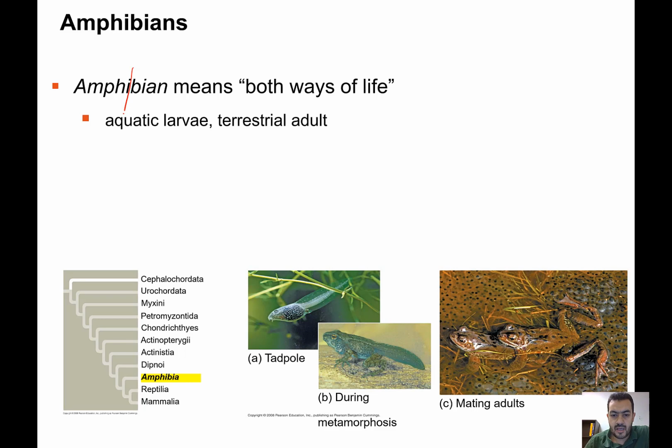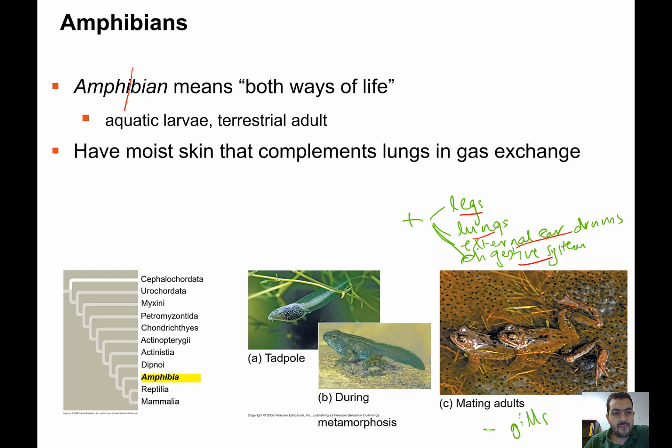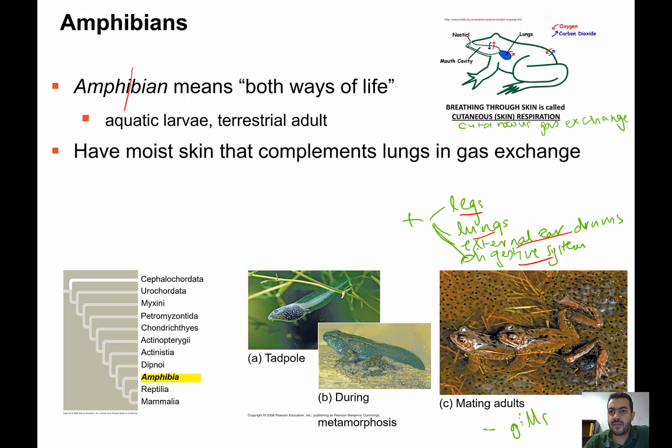As you can see, many metamorphic changes occurred during the evolution of the organism. The adult stage has evolved legs, lungs, external eardrums, and a digestive system. However, it lost the gills. They also have moist skin that complements the lungs in gas exchange. Although amphibians have lungs, they are not very efficient for gas exchange, which is why they use cutaneous gas exchange. Gases can be exchanged through the skin covering their body, but to do this, they need their skin to be moist in order for the gases to be effectively exchanged.